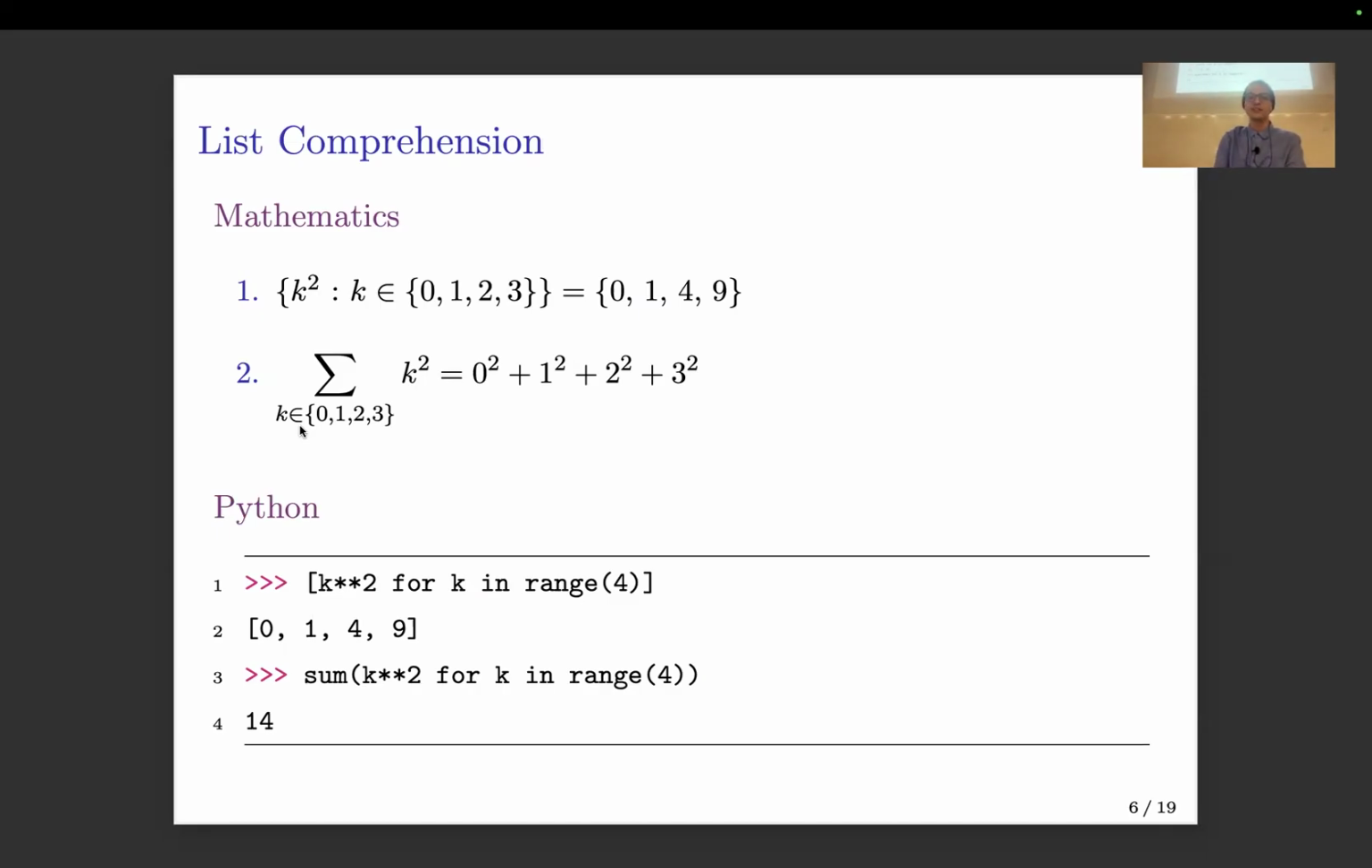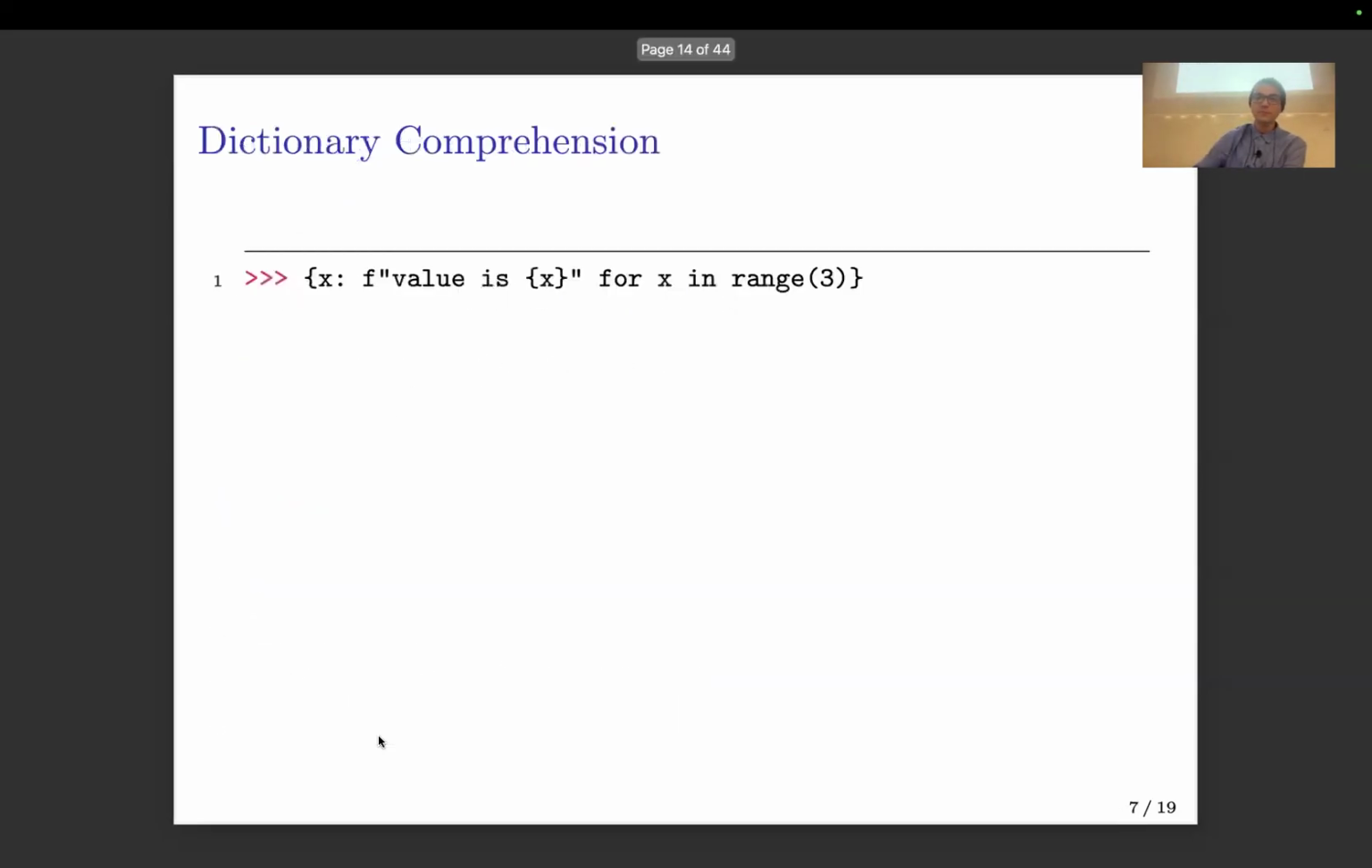You don't have to introduce anything. So I can say something down here, k squared for k in range 4, and it's going to return the list 0, 1, 4, 9. Here I can say sum k squared for k in range 4, you're going to get back 14. It's basically the analog of the thing that you're seeing on top from math.